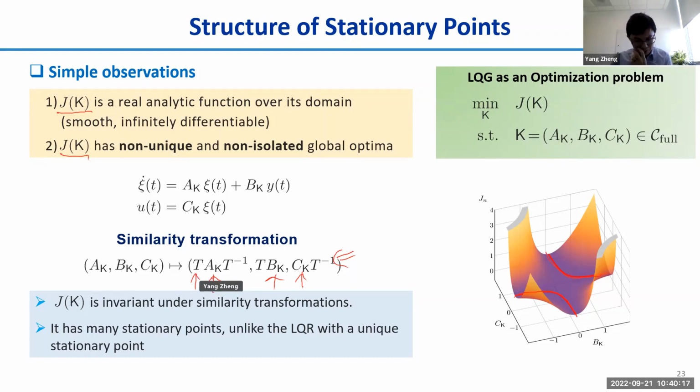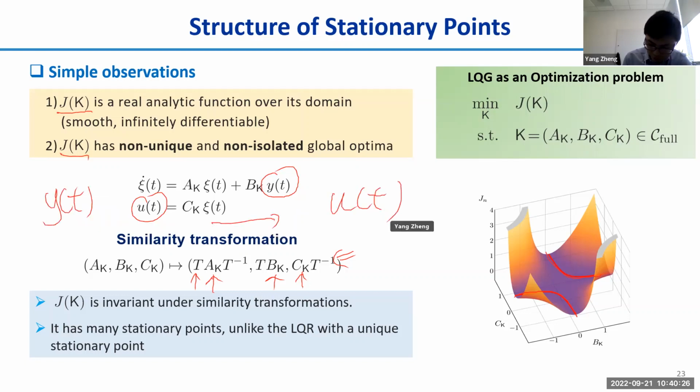This is a concept in control theory. Basically, it means if you look at the input-output behavior from y of t to u of t, they are the same, but they have different realizations. So from the transfer function perspective, they're the same, but from the state space realization, they are different. And so this cost function will have many stationary points, unlike the LQR, which only has a unique stationary point. Actually, this is a very important fact because once you reach the stationary point for LQR, you are at the global optimum. But this may not be the case for LQG because of this symmetry structure in this non-convex formulation.